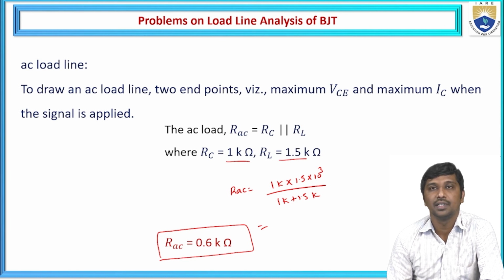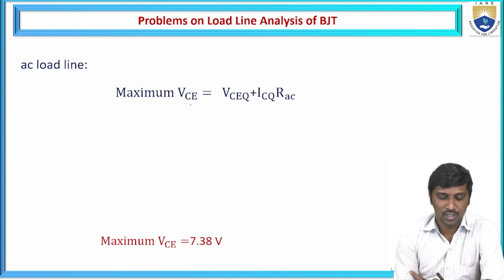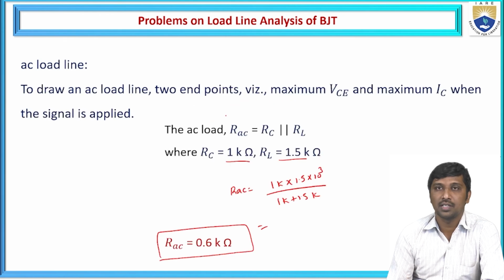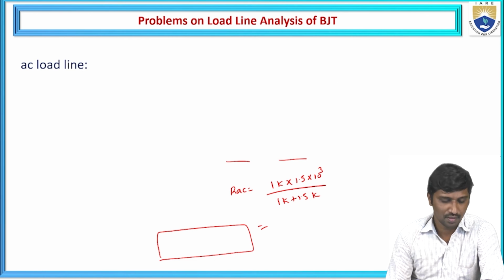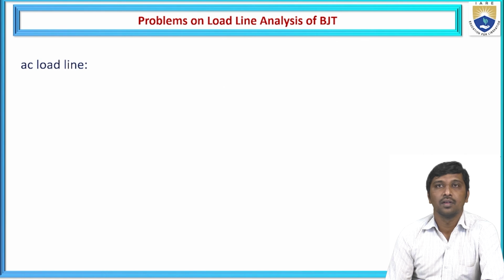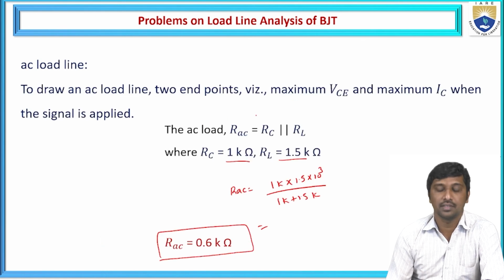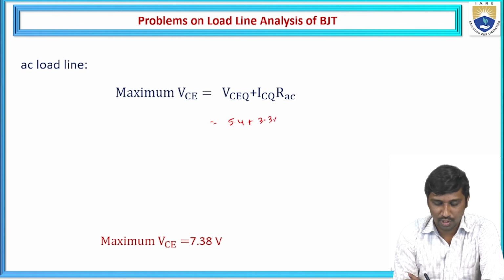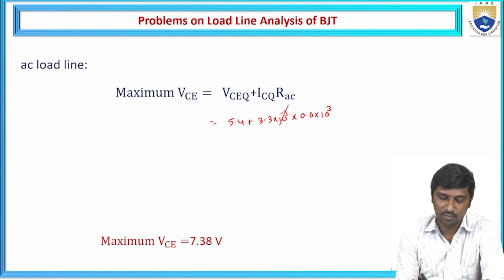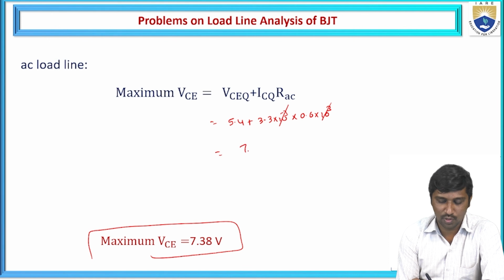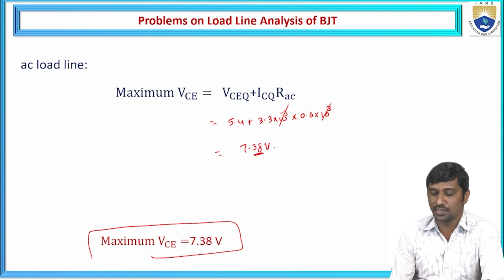Now by using this, we need to find the maximum VCE parameter and the maximum collector current. To determine the maximum VCE, we know it is VCEQ plus ICQ times RAC. What is the VCEQ we observed? VCEQ is 5.5 volts, and ICQ we got is 3.3, so 3.3 into 10 to the power of minus 3 into RAC of 0.6 kilo ohms. Then you can simplify this. Now this maximum VCE is equal to 7.38 volts.